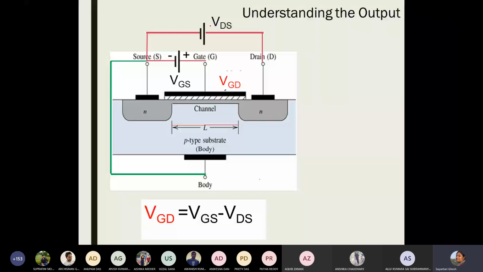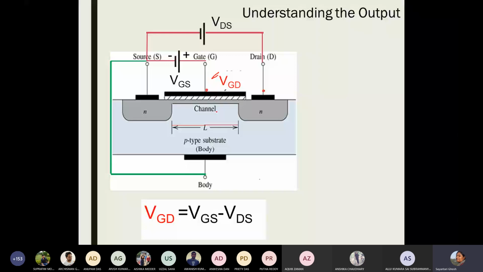Okay, so let us just look for this voltage VGD, that is the voltage difference between gate terminal and the drain terminal. So VGD, the voltage difference between gate and drain, we can measure that with reference to the source, right? So gate is at a voltage VGS higher than source and drain is at a voltage VDS higher than source. That means VGD would be VGS minus VDS.